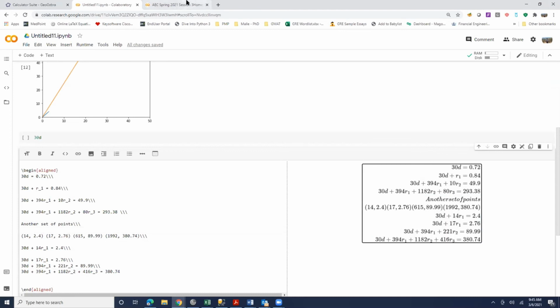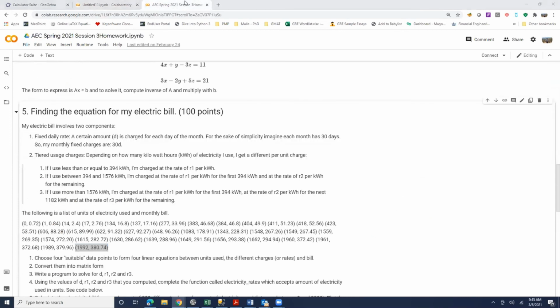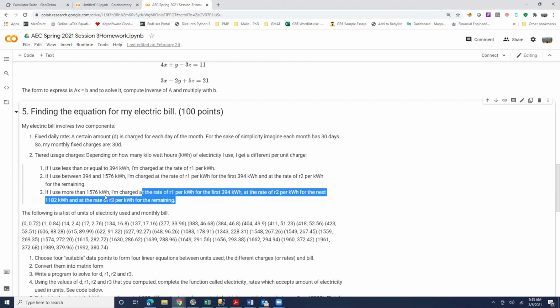How do you get 1182? I think I mentioned it in the problem already. The way I'm charged is, if my electricity usage is more than 1576 kilowatt hours, for the first 394 kilowatt hours I'm paying at R1. For the next 1182 kilowatt hours, I'm paying at R2. And the remaining I'm paying at R3. So that's in the question itself.